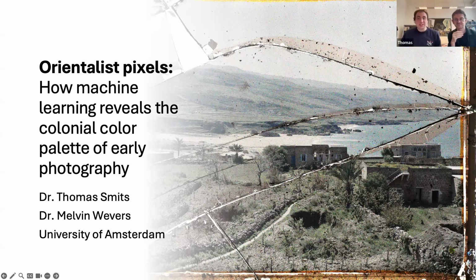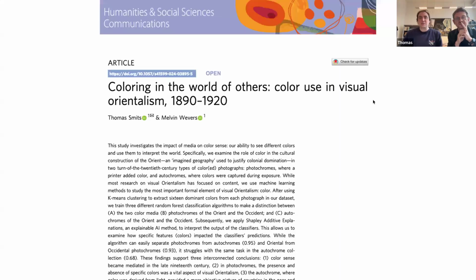Yes, thank you very much for that kind introduction and also for the invitation. James told us that people usually present work in progress in the seminar, but we will today do something slightly different because we will present work that is already published. You can see the article in Humanities and Social Sciences Communications here. That article is Coloring in the World of Others, Color Use in Visual Orientalism, 1819 to 1920.